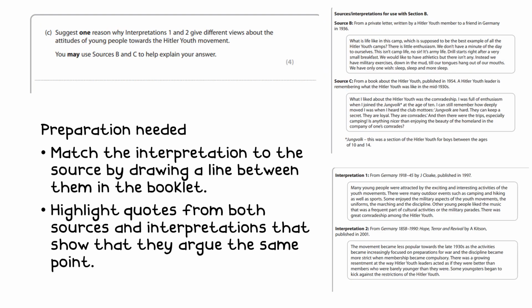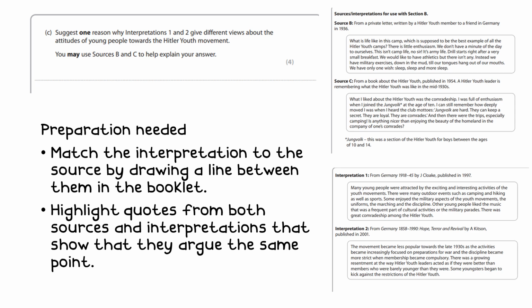3C also requires a little bit of preparation, so I would spend 2 minutes preparing this. 3C asks you to give one reason why interpretations 1 and 2 give different views about the attitudes of young people towards the Hitler Youth movement. So what this is asking you is not what is the difference, but why they are different. And one of the reasons why interpretations are different is because historians use different sources to come to their decision. So we're going to show that in this exam. So what you're going to do is you're going to match the interpretation to the source that you think the writer could have used. It means that the interpretation and the source are going to be telling you the same thing about the attitudes of young people to the Hitler Youth movement.